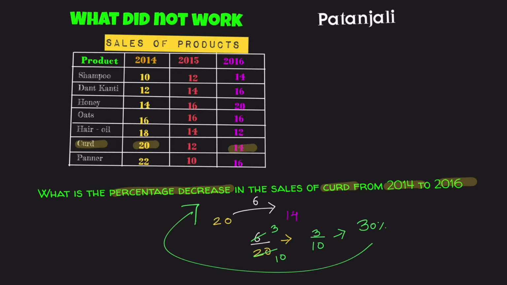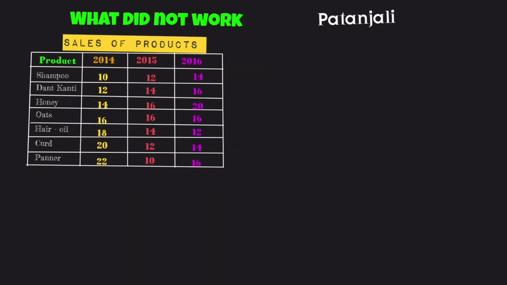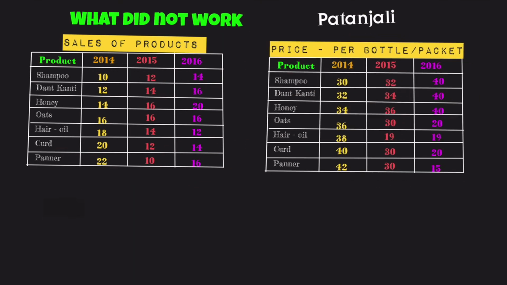So again we saw it decreased by 6, but it decreased over the initial value, and the initial value is what? 20. So it decreased by 6 over 20. 6 is what percent of 20? 6 is 30% of 20. So I can say 30% decrease in the sales of curd from 14 to 16. Let's take our next chart, which is price per bottle or packet.